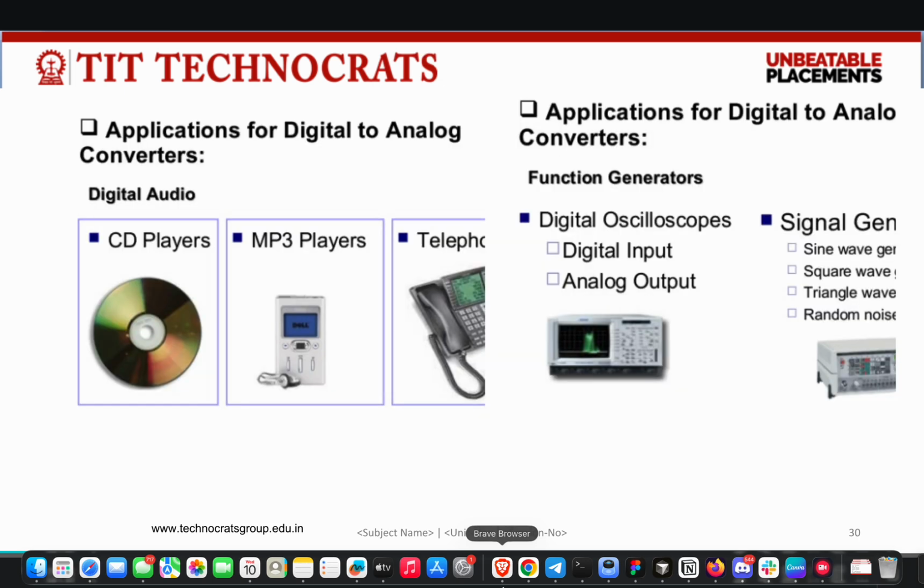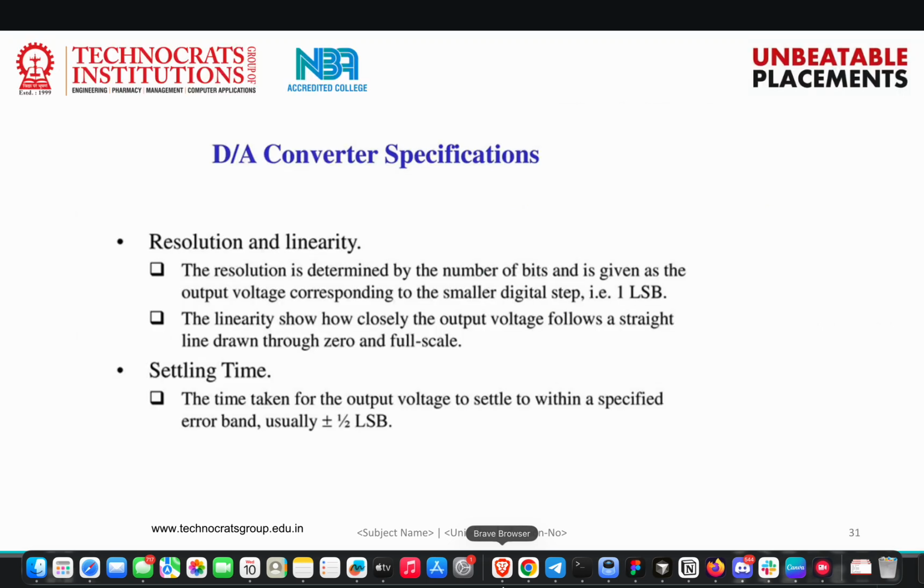These are the applications of digital to analog converters. Digital signals, CD players, MP3 players, telephones, digital telephones, function generator, digital oscilloscope, signal generator. These are some of the examples in which digital to analog conversion is required.